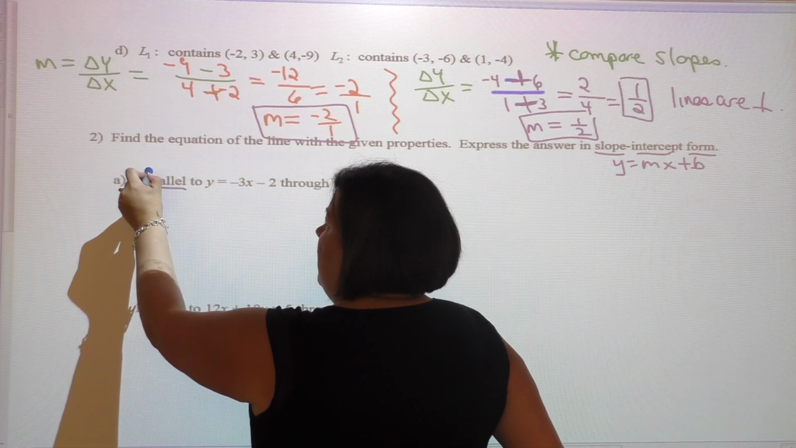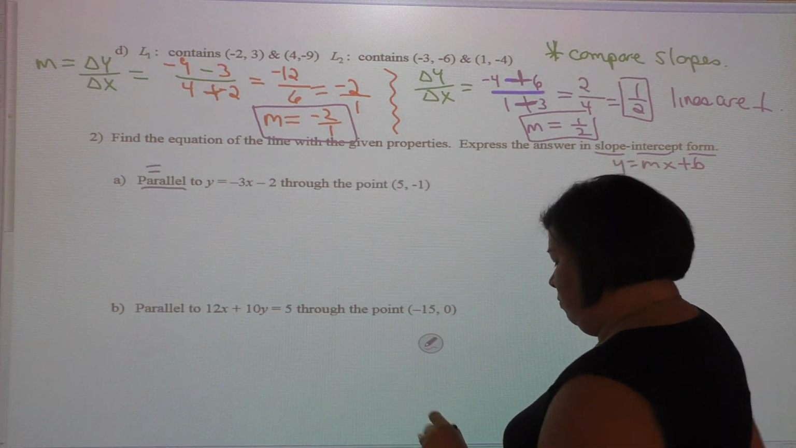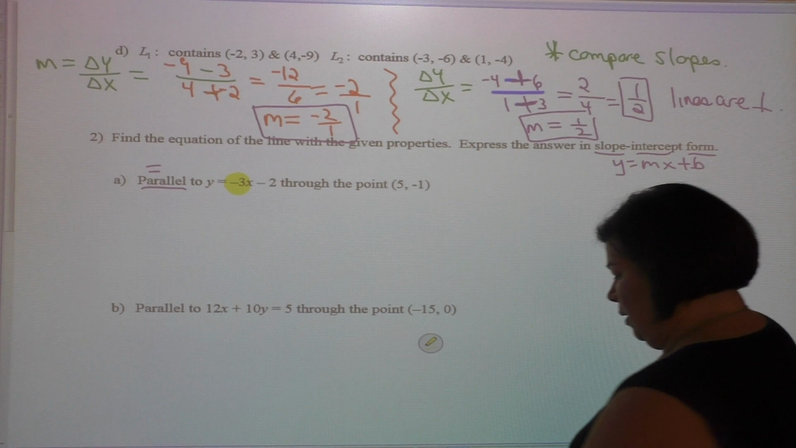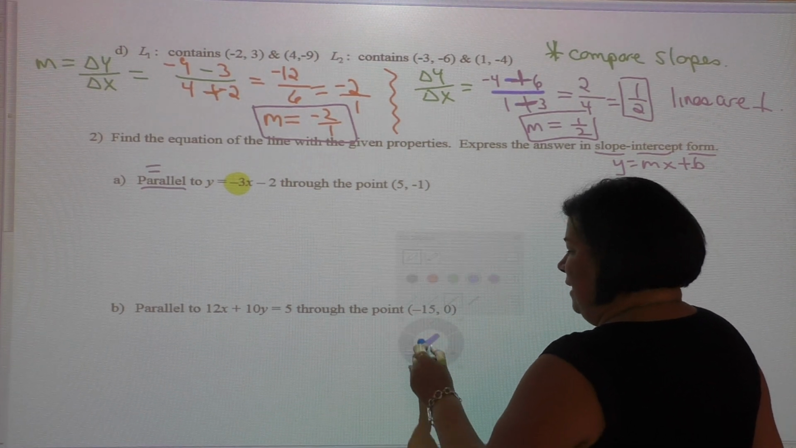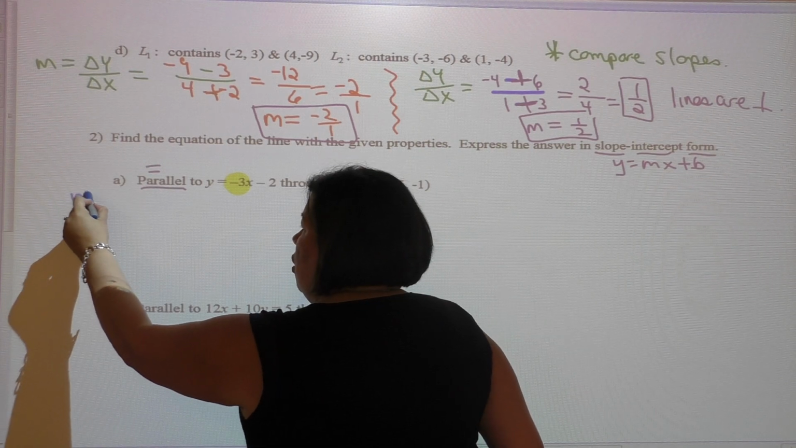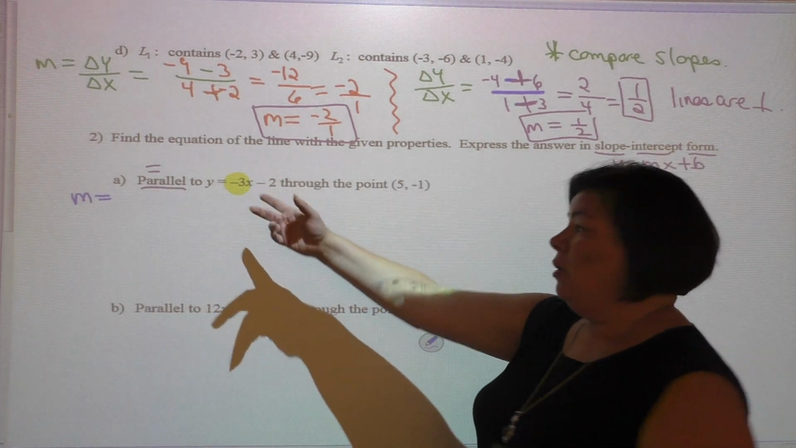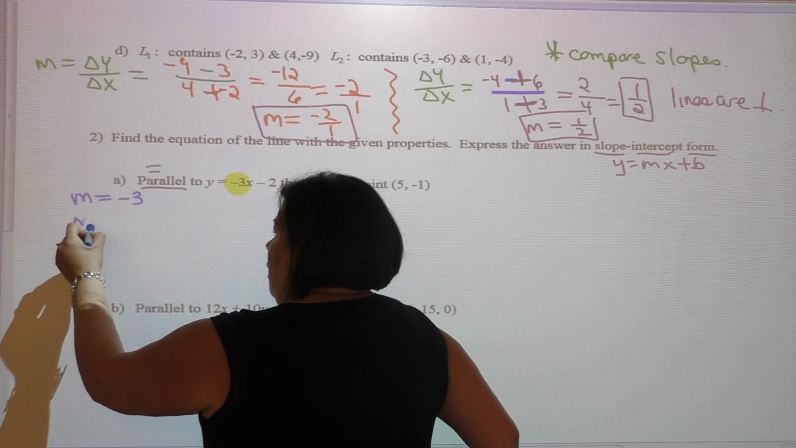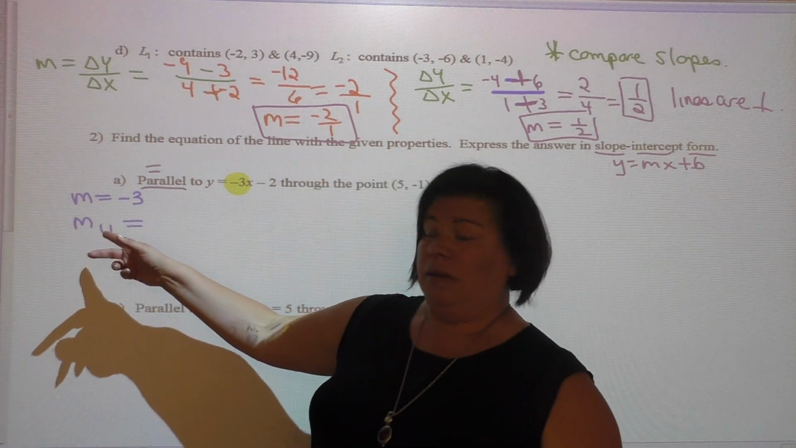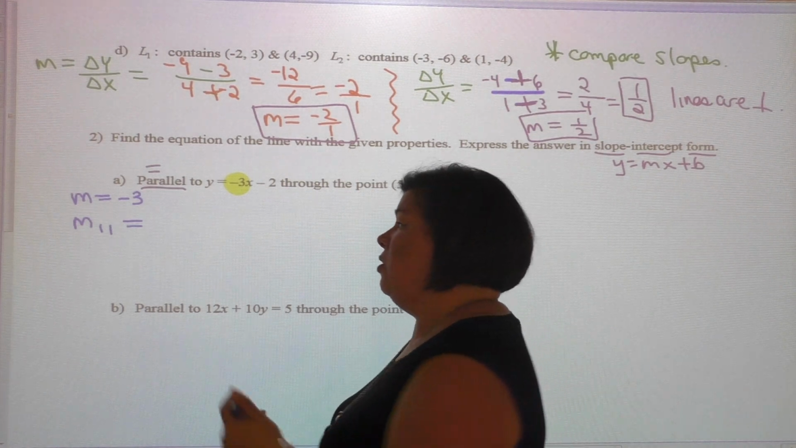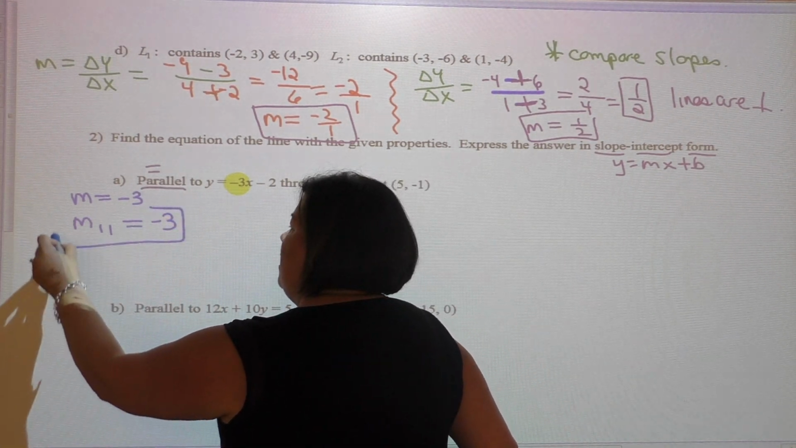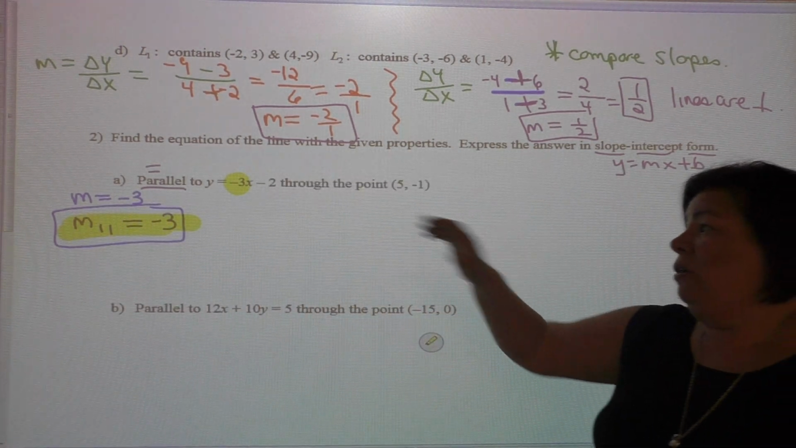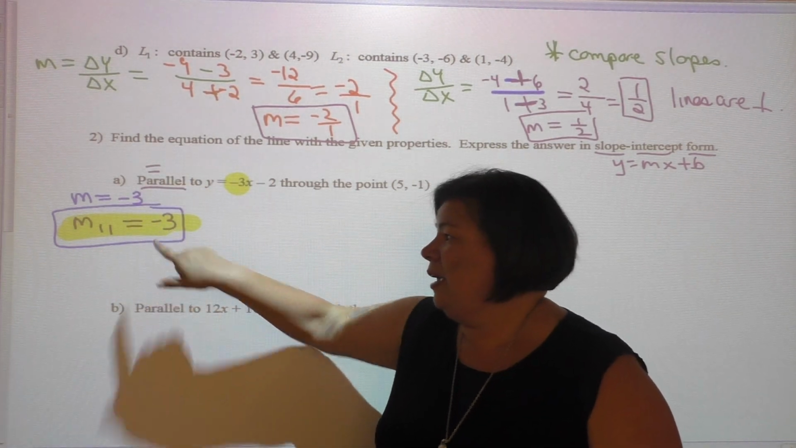So parallel means I'm going to have equal slopes. All you needed to do was steal the slope of that line. So I'd like for you to identify in your work what the slope of the original line they gave you was, which is -3. Since they want a line parallel to that, I would like for you to write this. What's the slope parallel? Well, you know that parallel lines have the same slope, so it's going to be the exact same, -3. I would like for you to box that, highlight it. The only reason they gave you this was to steal it so you could use that -3.